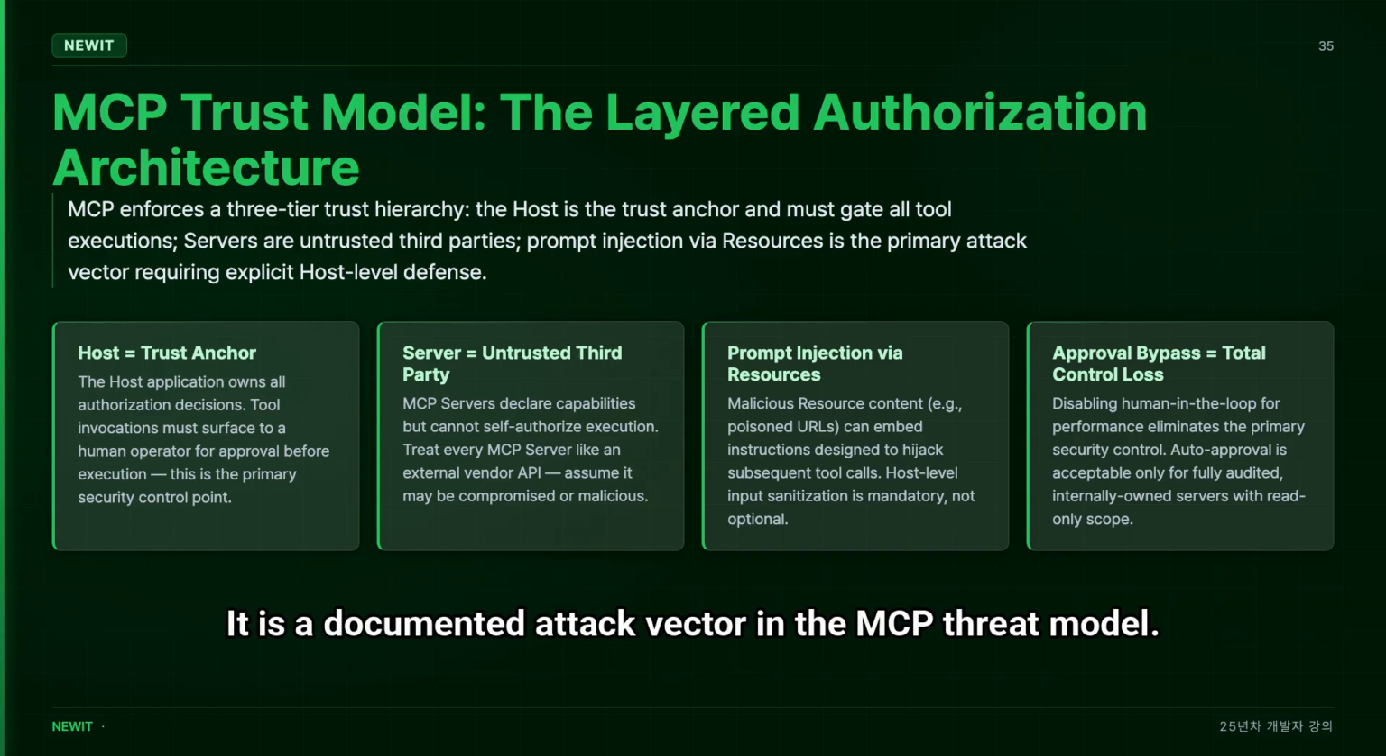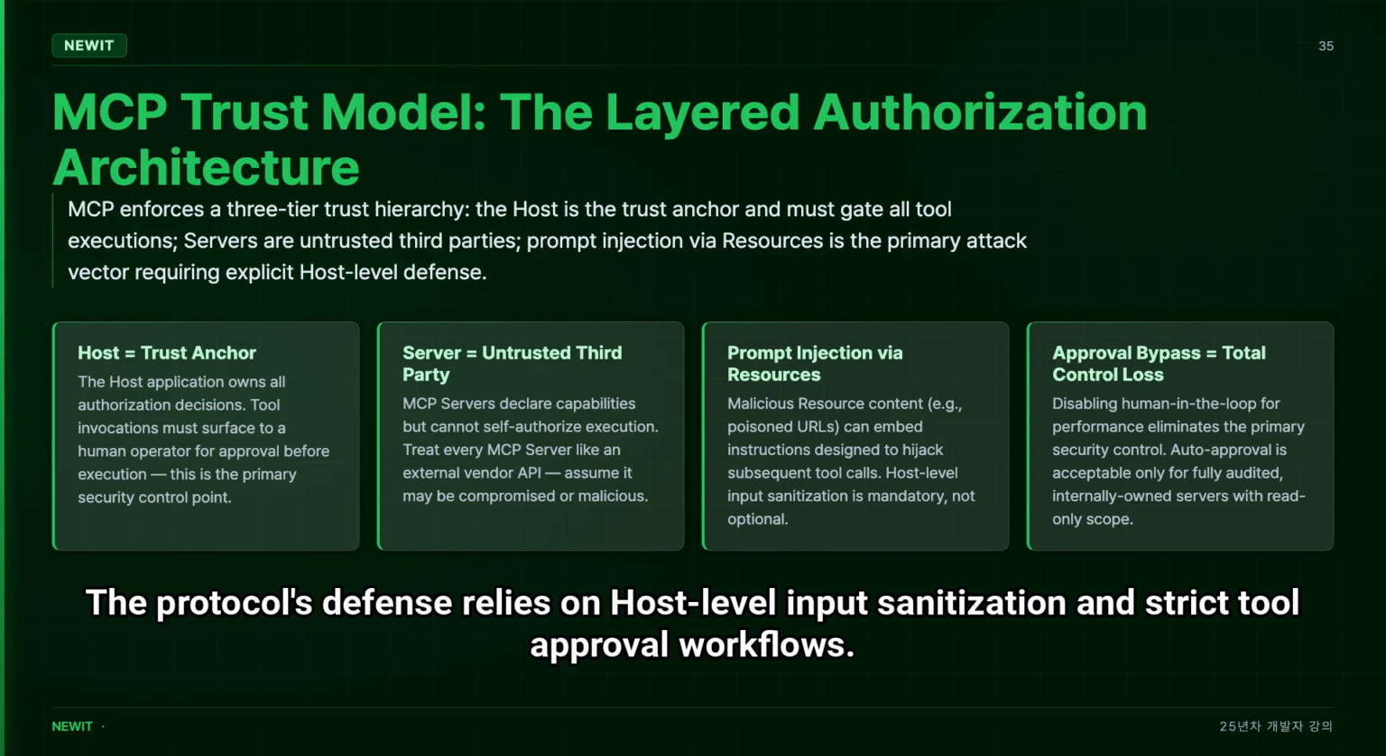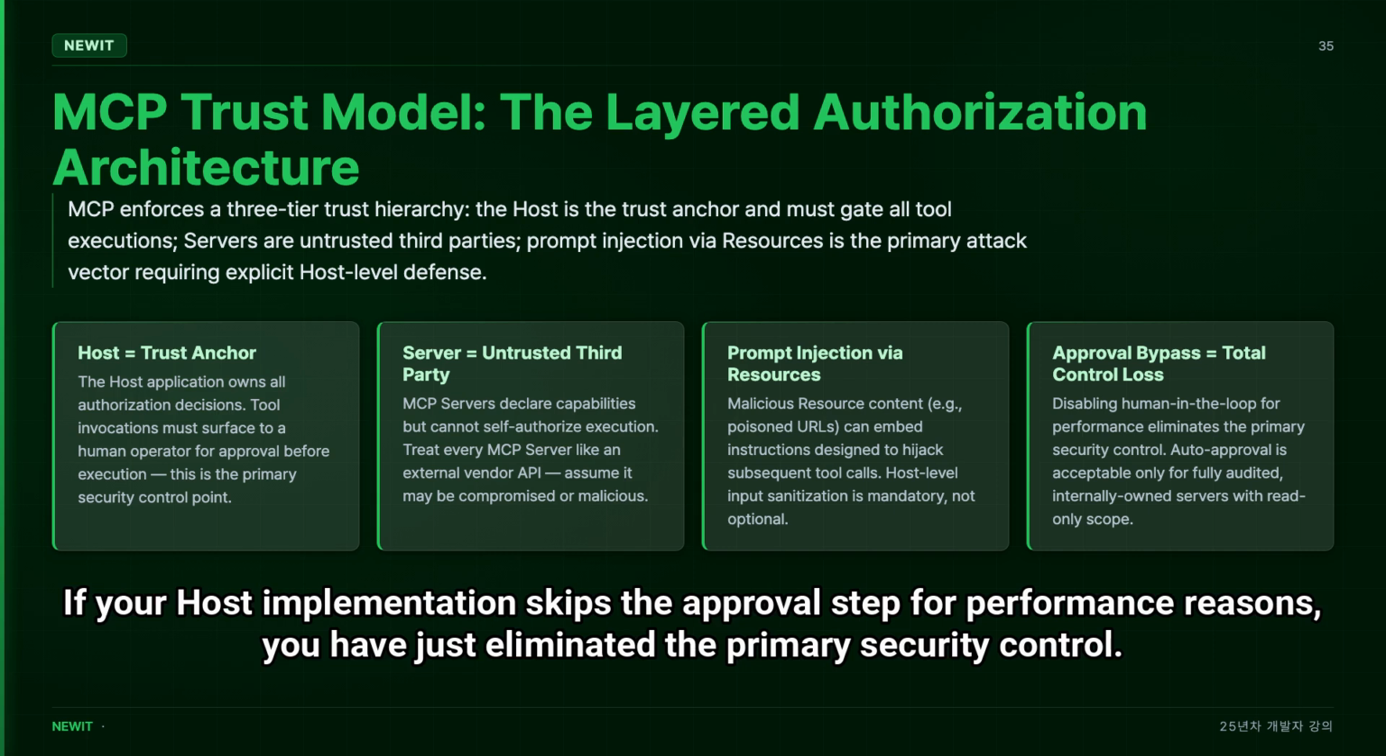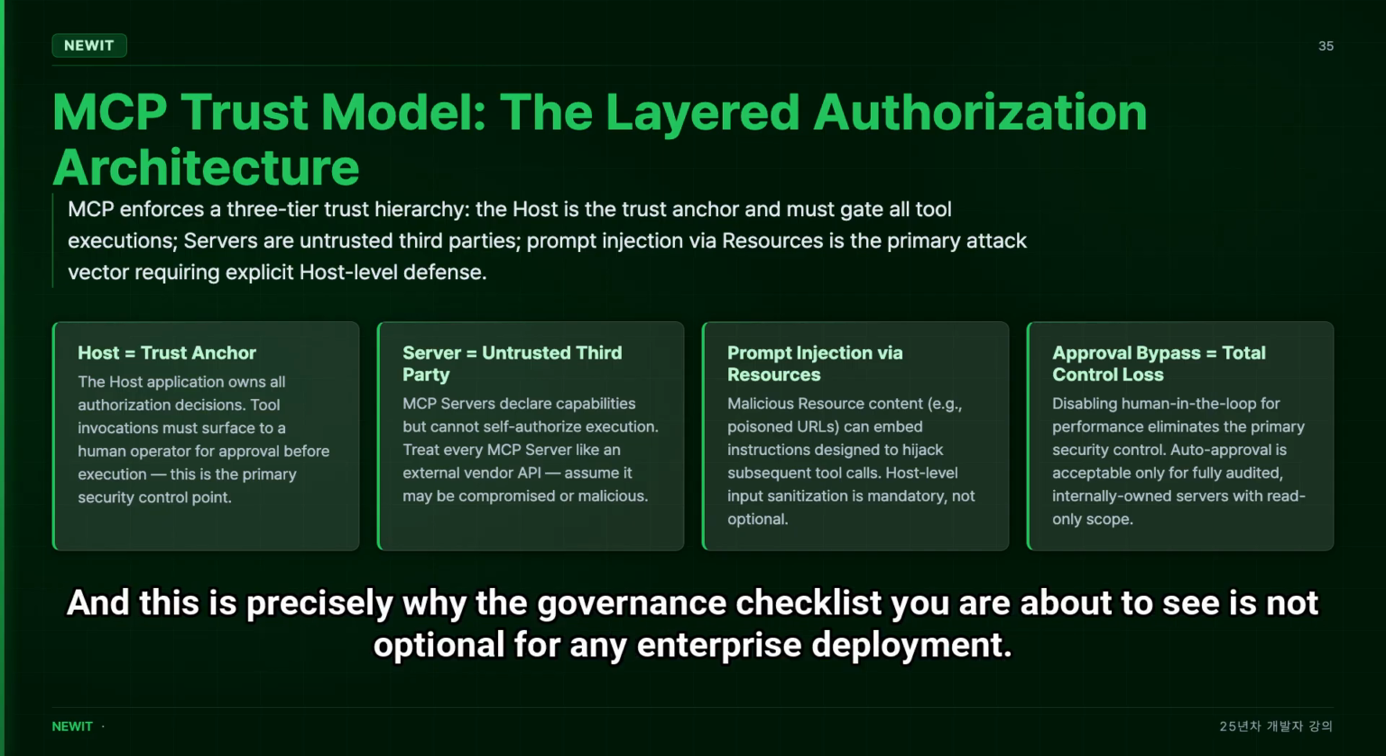It is a documented attack vector in the MCP threat model. The protocol's defense relies on host-level input sanitization and strict tool approval workflows. If the host implementation skips the approval step for performance reasons, you have just eliminated the primary security control. And this is precisely why the governance checklist you are about to see is not optional for any enterprise deployment.